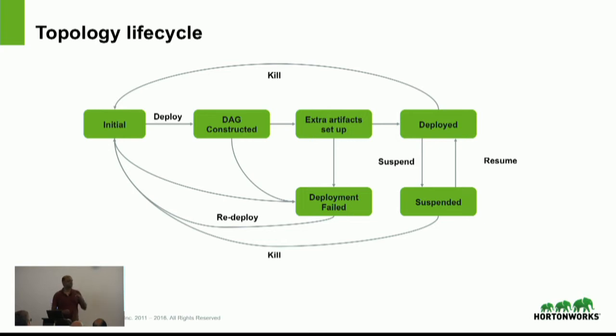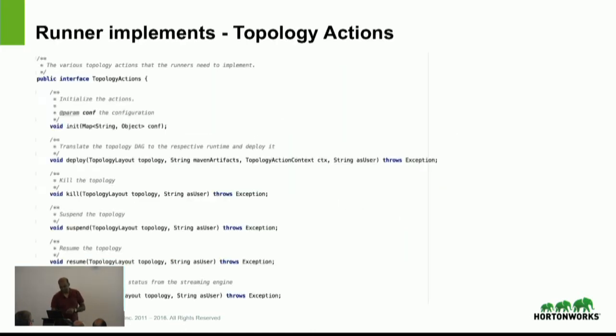Topology action, once we hit deploy, this is what's happening. The initial DAG gets constructed. We get the artifacts, that is all the connectors, sources, and processors that you set up, and we also get the configs with that and move it into the deployed state. If something happens, such as a deployment failure, it comes back to the initial state and goes through this process again.